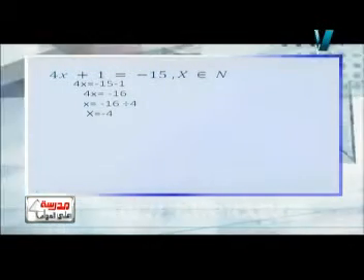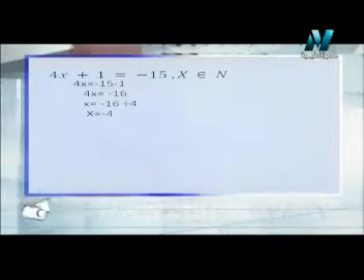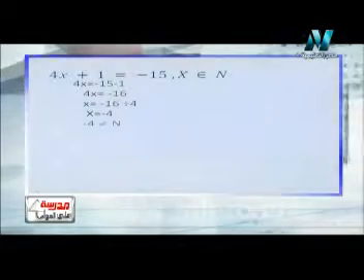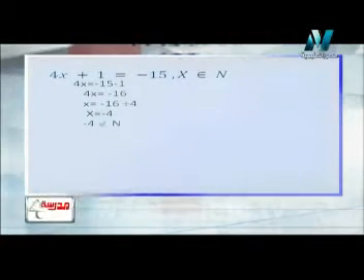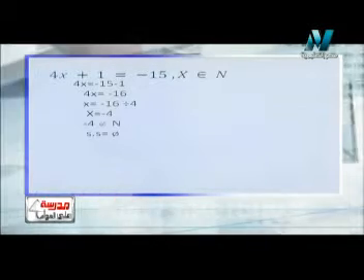Does negative 4 belong to N? No. We must know the set of natural numbers: 0, 1, 2, 3, 4, and so on. But negative 4 isn't an element of the natural numbers. Then negative 4 doesn't belong to N. Then the solution set will be phi. Negative 4 doesn't belong to N, then the solution set equals phi.